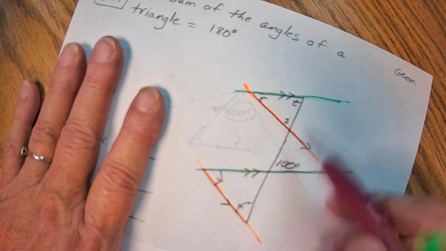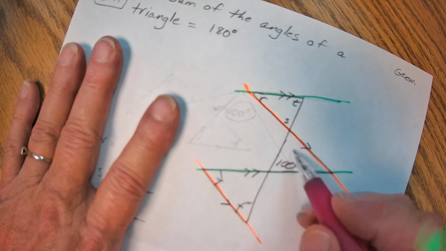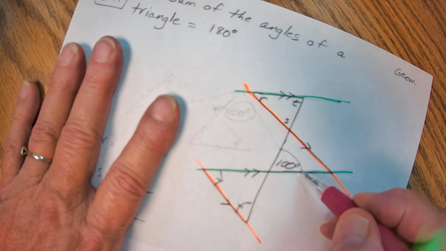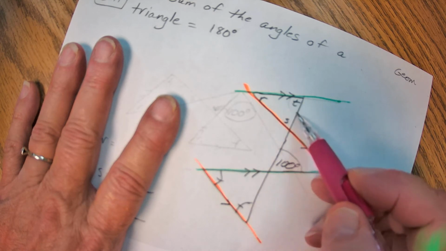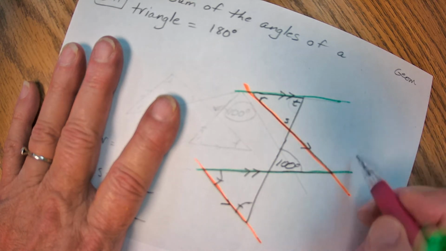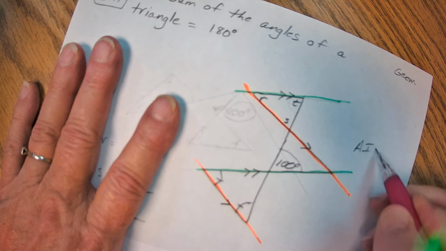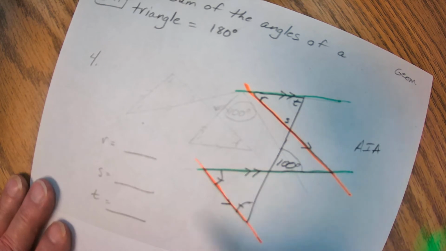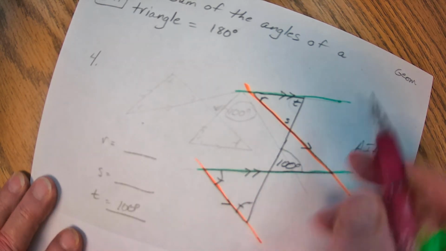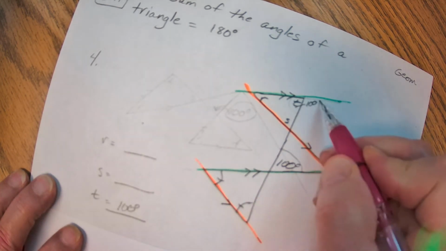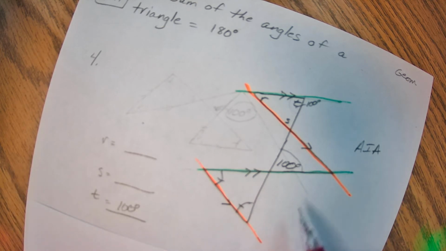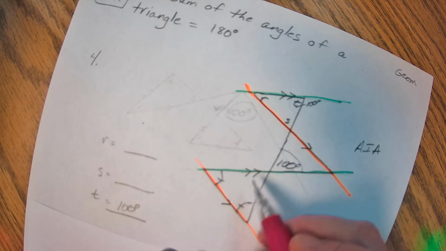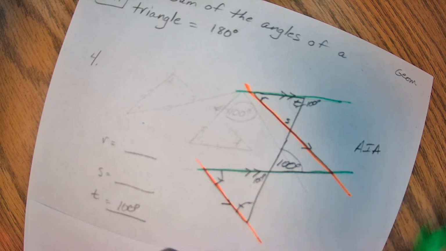So this is the transversal for those parallel lines, and I know that this angle right here and this angle right here are going to be the same because they are alternate interior angles, right? So if this is 100, then T is also 100 degrees. I'm just going to write that in there so I don't forget. But what do I know about these two angles? Don't I know that these two angles are vertical angles? If that's true, then this is also 100 degrees.